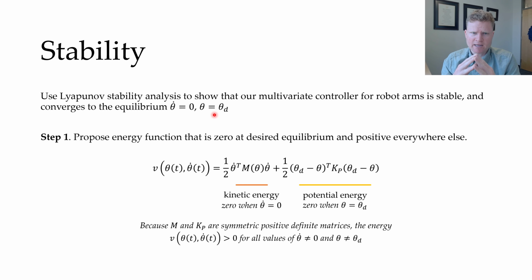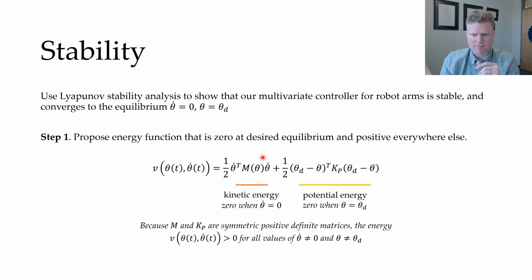So I recognize that my energy function better include theta dot, and it better include something like theta and theta d, because I want to have these in order to find my equilibrium. Now, the desired equilibrium occurs when I've got 0 velocity and theta is equal to theta d. And that's what I'm reflecting in these two terms right here.